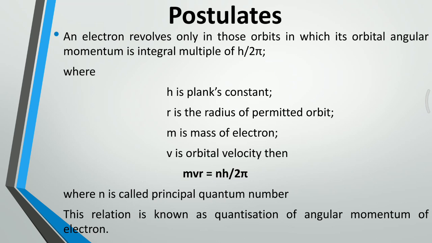That means the orbital angular momentum is given by mvr equals nh by 2 pi, where m is the mass of the electron, v is the orbital velocity, and r is the radius of the permitted orbit. mvr altogether is called the orbital angular momentum, and n is called the principal quantum number, which can take the values 1, 2, 3, etc., and h is Planck's constant. Therefore, this complete relation, mvr equals nh by 2 pi, is called the quantization of angular momentum of an electron.